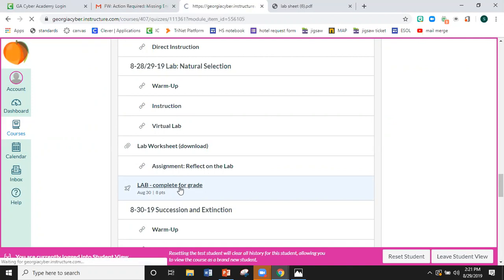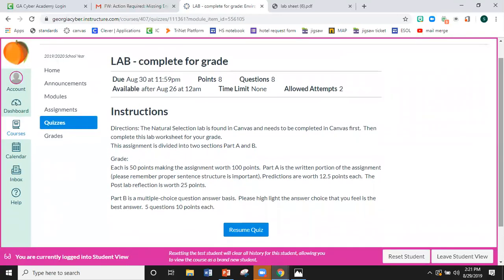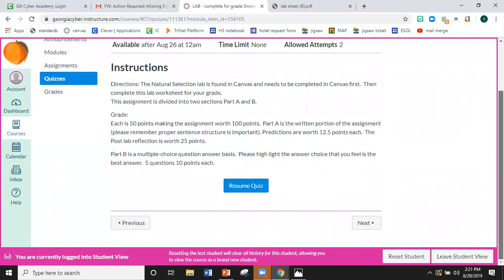When you open this, it tells you it's due the 30th, tomorrow night at 11:59. It tells you there are 8 questions. You don't have a time limit, and you do have 2 tries. The natural selection lab is found in Canvas and needs to be completed in Canvas first. We did that. Then complete this lab worksheet as your grade.